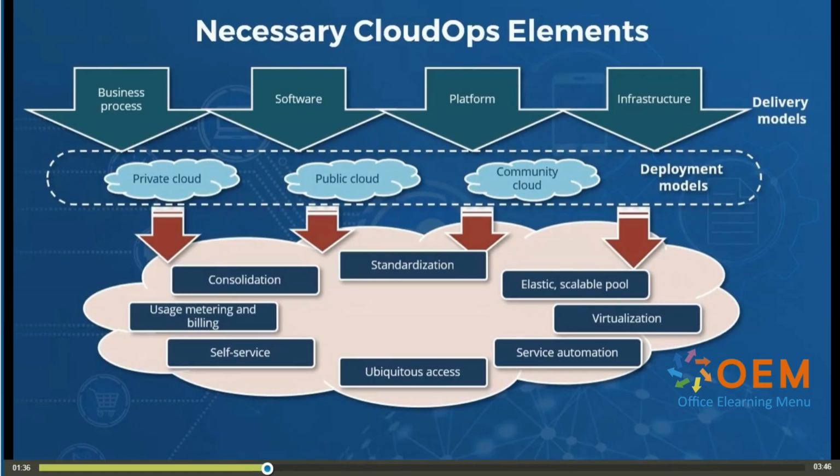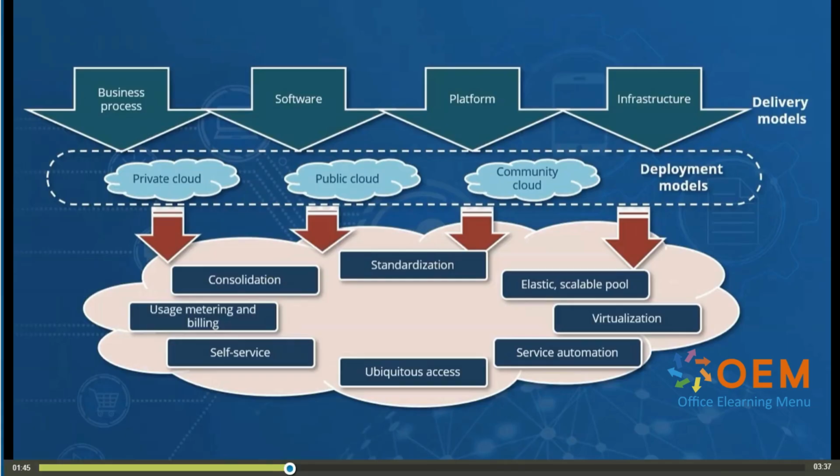As the diagram indicates, we have divided it into three essential segments. At the top, we are talking about the critical elements which need to be managed. First is the business process, second is software, third is platform, and fourth is infrastructure. These four components will help us to derive the right delivery models. Next are the deployment models, where you have private cloud, public cloud, as well as community cloud. You can also have a setup of multi-cloud, which will be a combination of multiple public clouds.